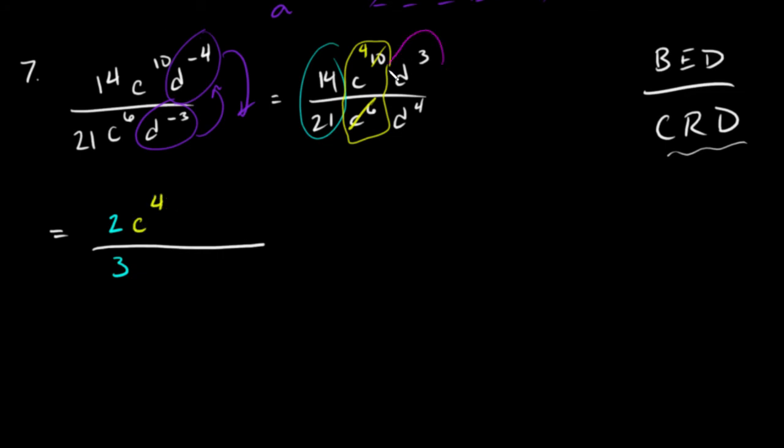And then your d's, you have 4 of them and 3 of them. So 3 will cancel here, all of them. 3 will cancel here, leaving you with a single one down here. So your answer is this: 2c to the 4th over 3d to the 1st.